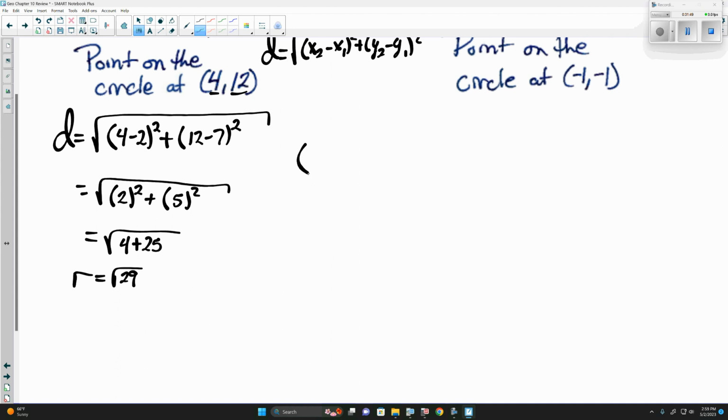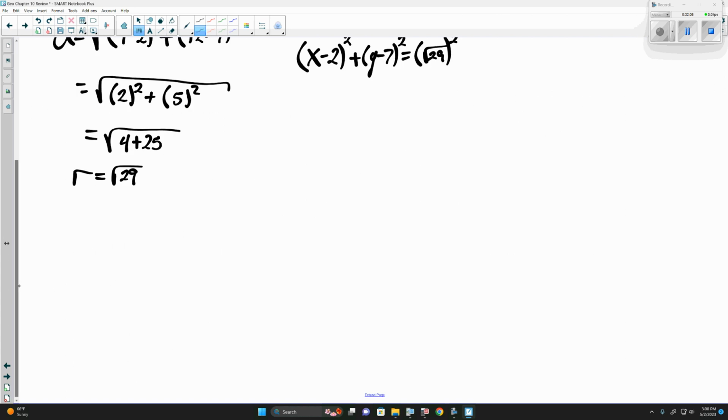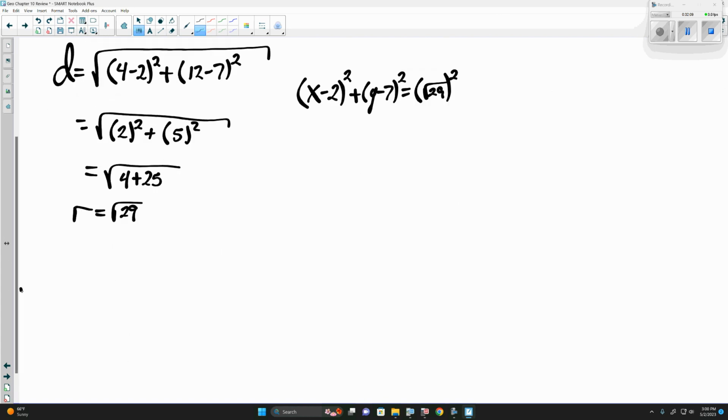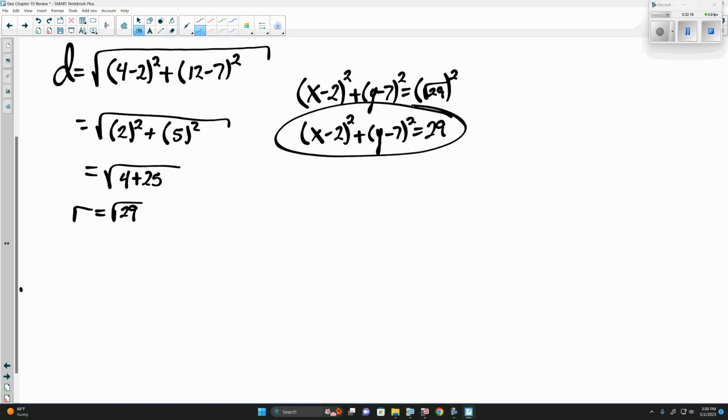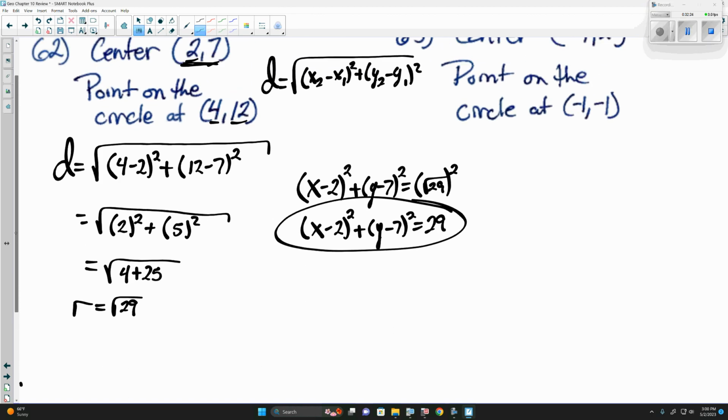Now at this point here, we can plug it into the formula. Now again, we've got to plug in the center with our x and y. So we'd have x minus 2 squared plus y minus 7 squared is equal to the square root of 29 squared. Now really the only thing we need to simplify is the radius. So it's just going to tell us that it's x minus 2 squared plus y minus 7 squared is equal to 29. Questions on this here?